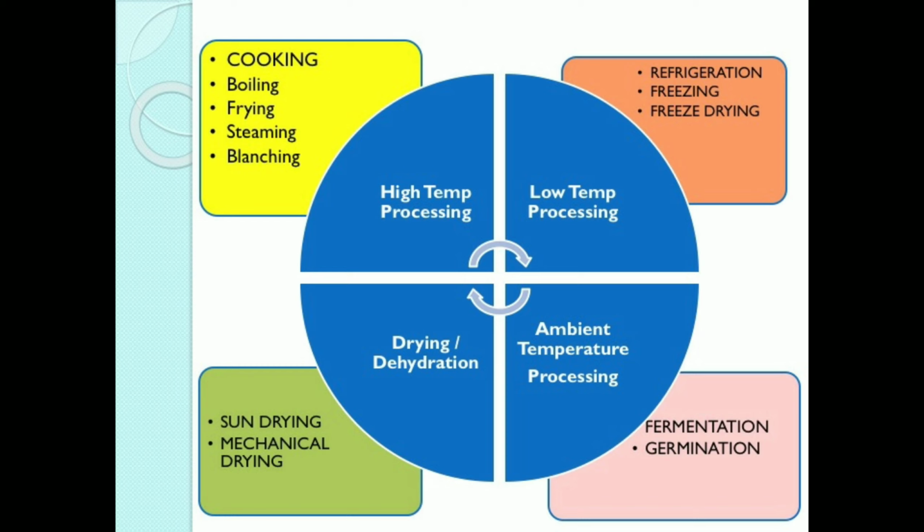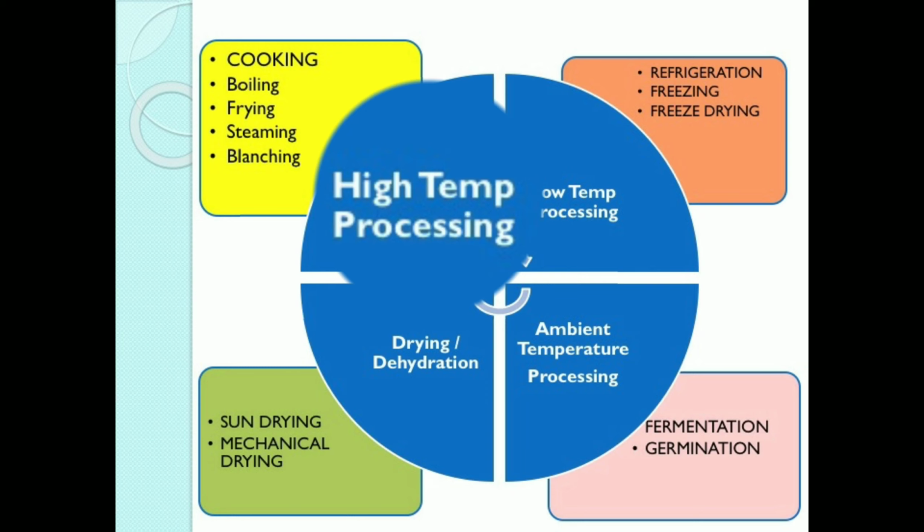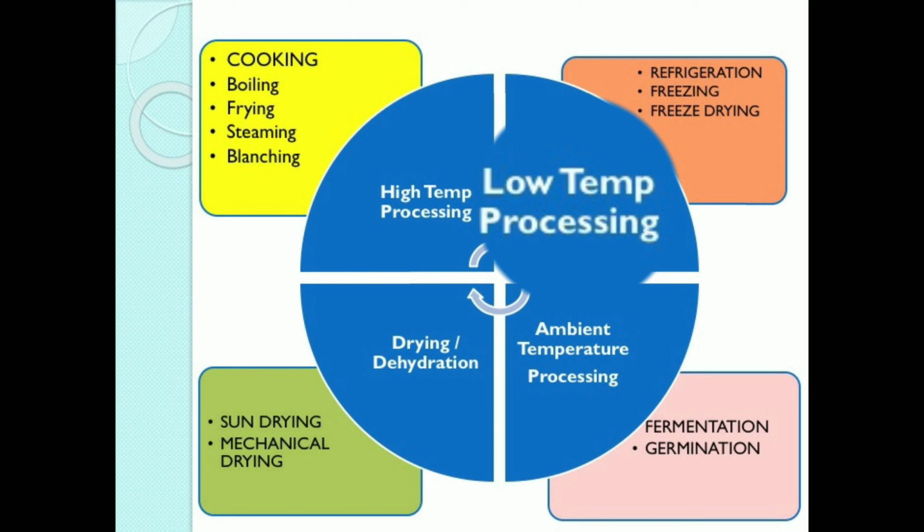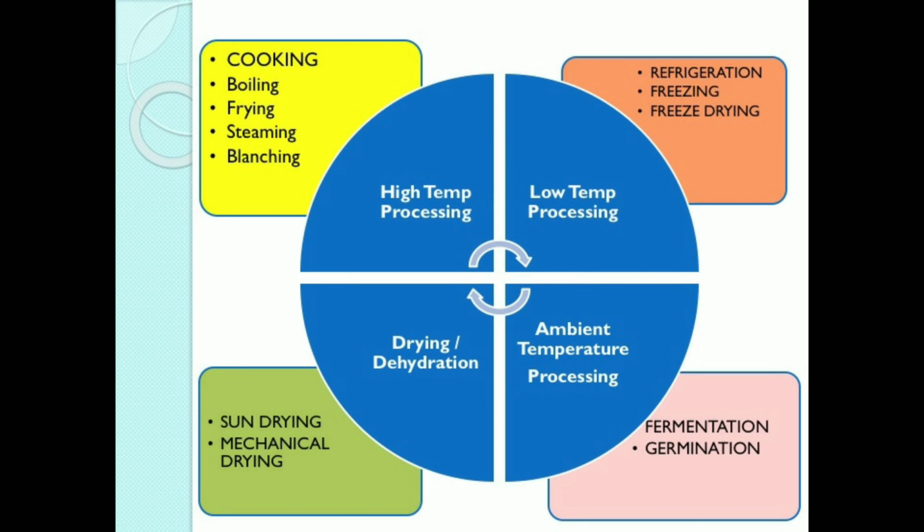So to have a brief recap about processing, we discussed that there are various types of processings. As it is clear from this slide, there are 4 different types of processing techniques that are normally used. Among them, the high temperature processing is also called cooking in general term. Cooking is a term which involves normal processing methods like boiling, frying, steaming, blanching. Then there is another category for processing which we categorize as low temperature processing, which includes refrigeration, freezing, freeze drying, which is also known as lyophilization.